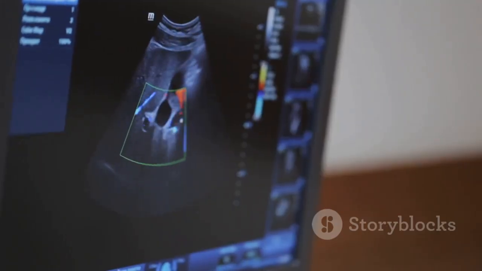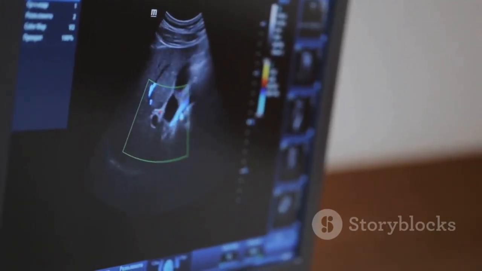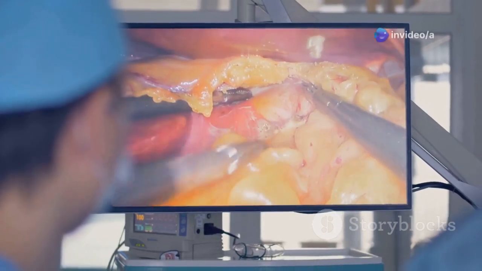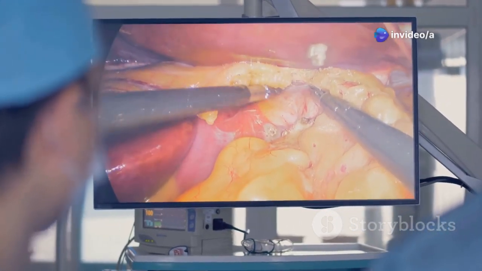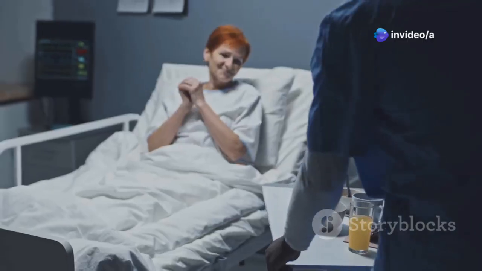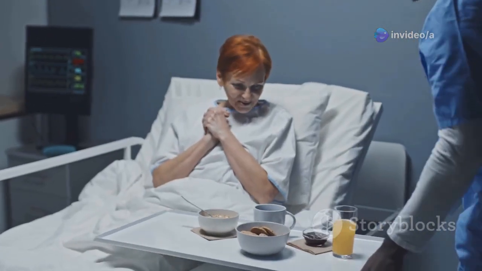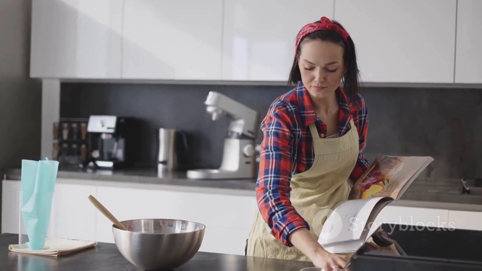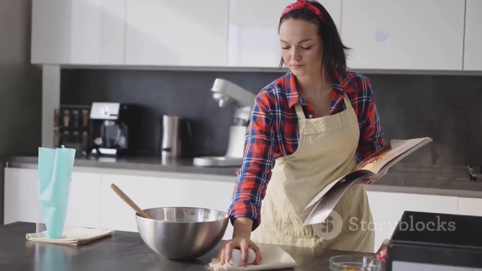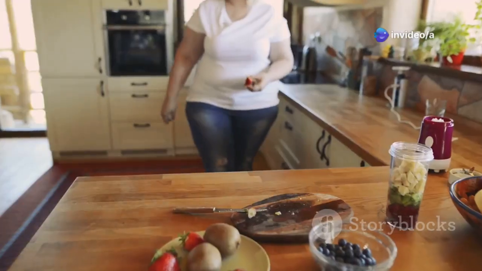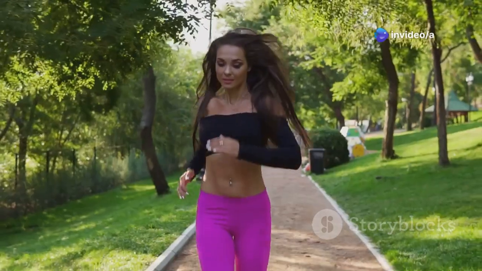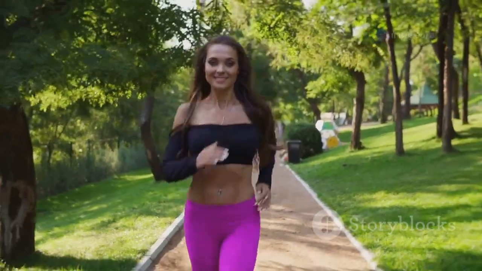After undergoing an ultrasound, Mary was diagnosed with multiple cholesterol gallstones. Her doctor recommended a laparoscopic cholecystectomy, which is the surgical removal of the gallbladder. The procedure was successful, and Mary experienced significant relief from her symptoms. Following her surgery, Mary made several lifestyle changes to prevent future issues. She adopted a low-fat diet, increased her intake of fruits and vegetables, and incorporated regular exercise into her routine.